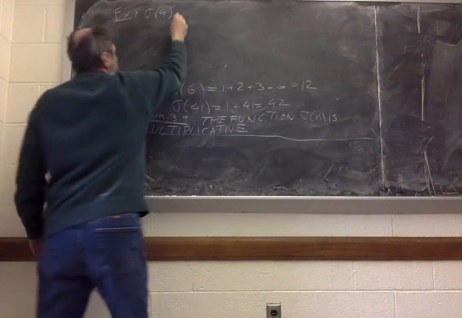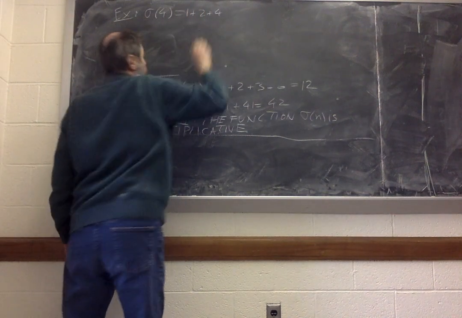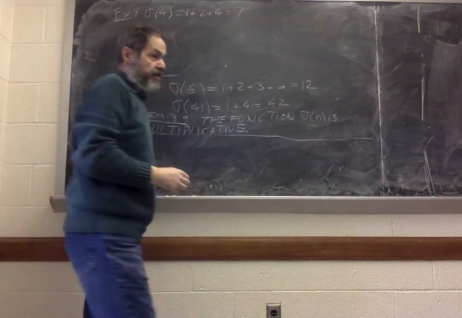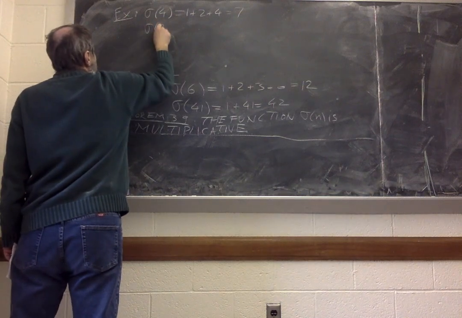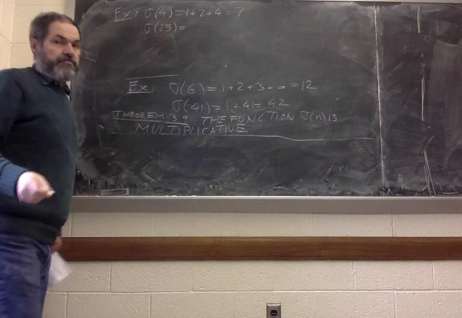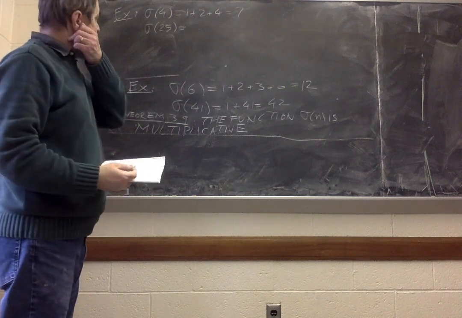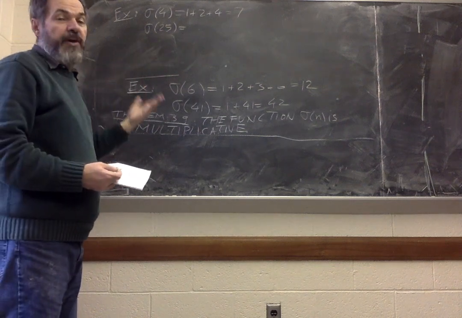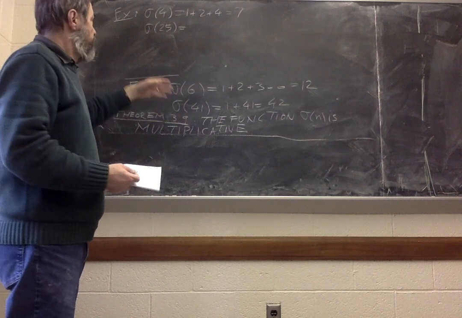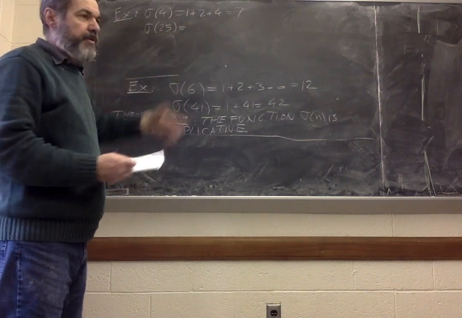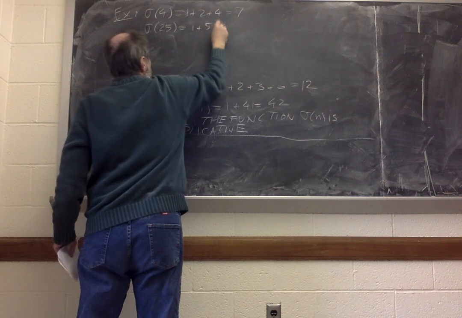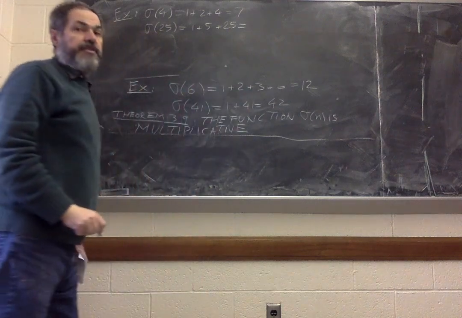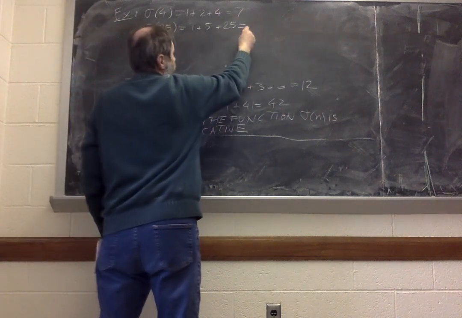Sigma of 4. Sum of all divisors of 4. 1 plus 2 plus 4 is 7. Sigma of 25. When the number is a power of a prime, it's easy to see the divisors are just powers of 5 themselves. So 1, 5, and 5 squared in this case. So it's 1 plus 5 plus 5 squared, or 25. And this is 31.